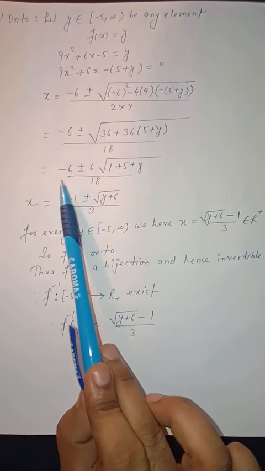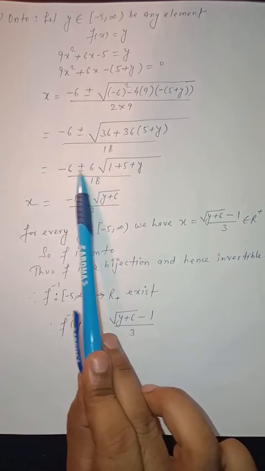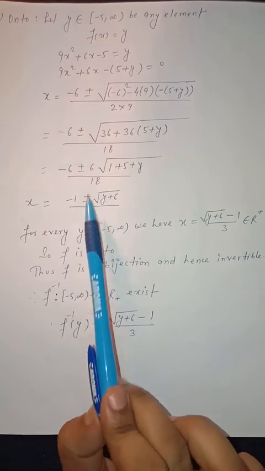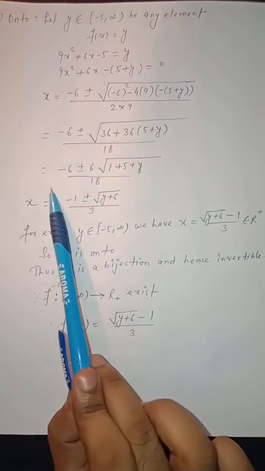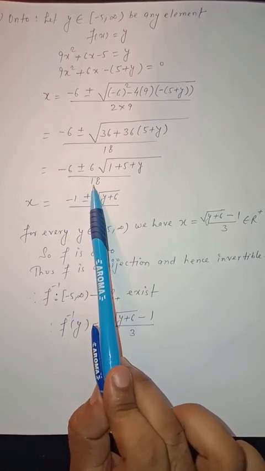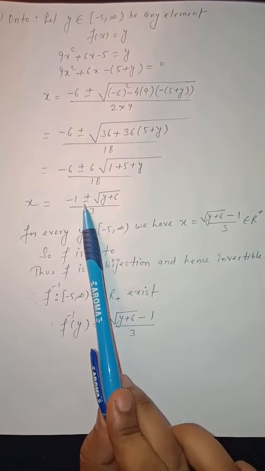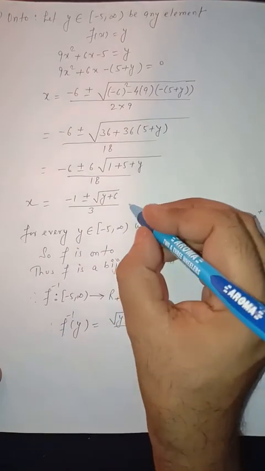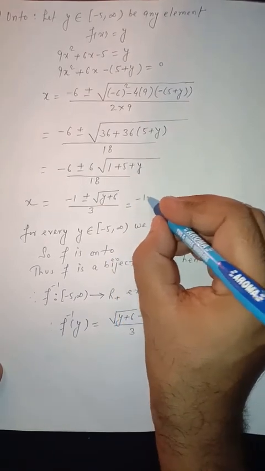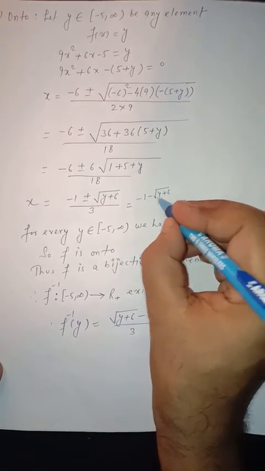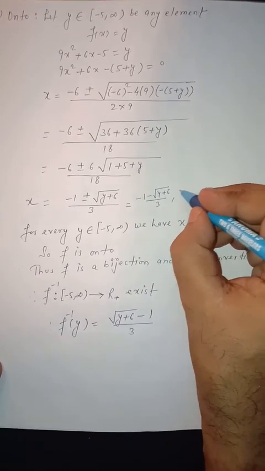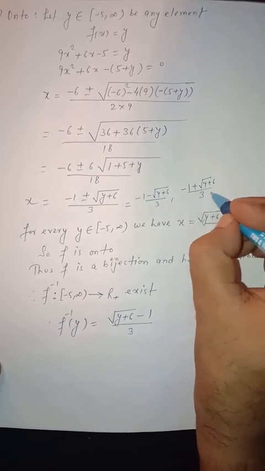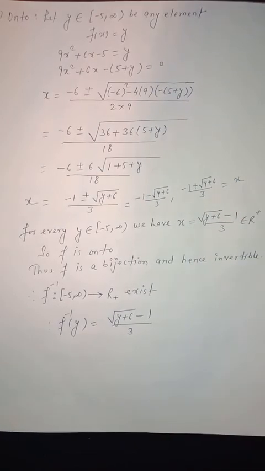Now take 6 as common. When this 6 is common, 6 into 3 is 18, so the denominator will become 3, and this 6 is outside and it is cancelled. That's why it is minus 1 plus minus root of y plus 6, upon 3. Now please note, there are two values of x here. See, minus 1 minus root of y plus 6 upon 3 and minus 1 plus root of y plus 6 upon 3. So we have two values of x.